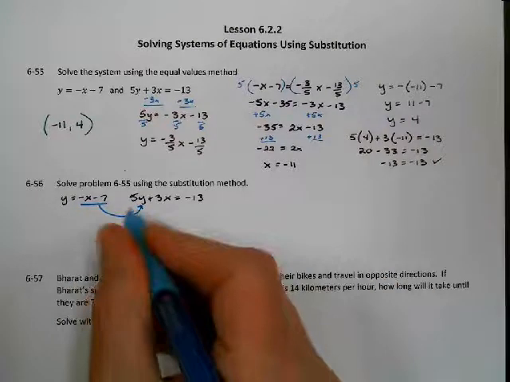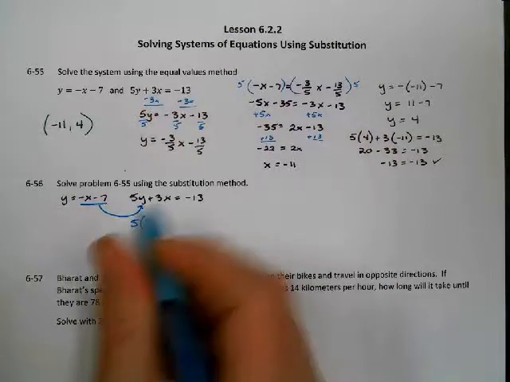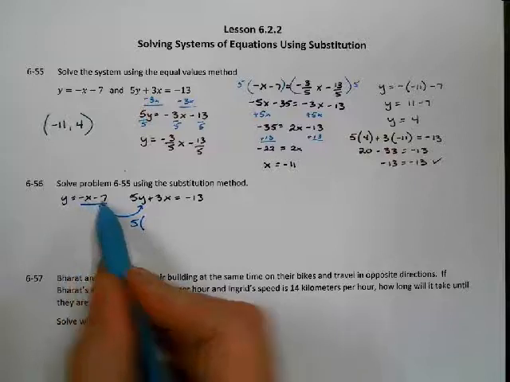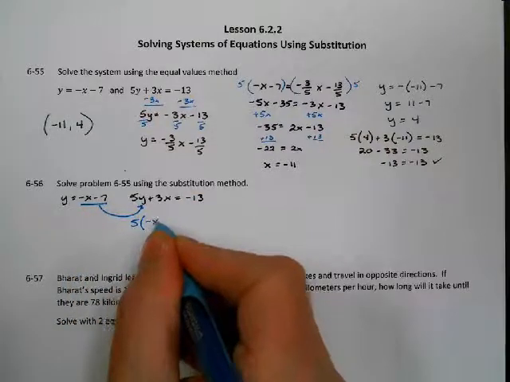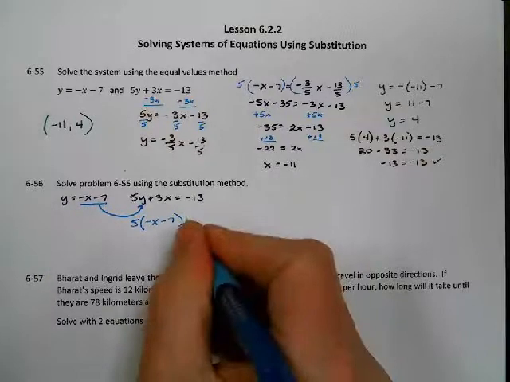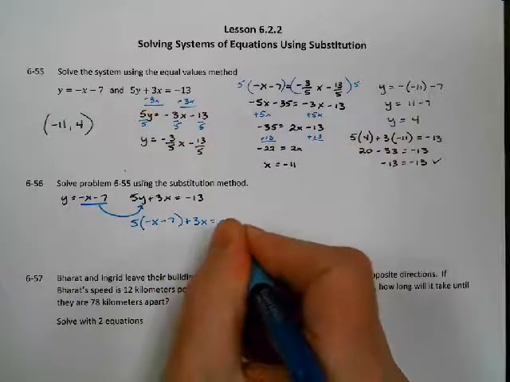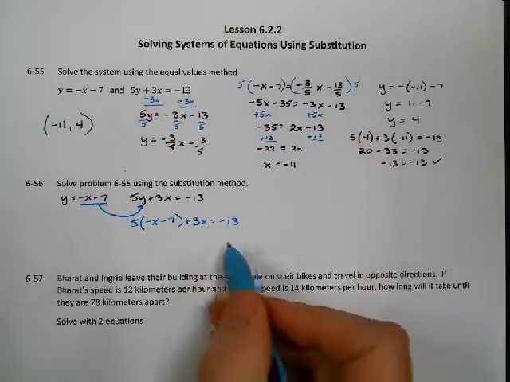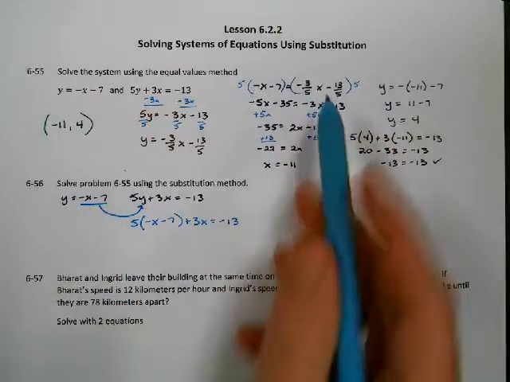So that would give me 5. Instead of y, I plug in negative x minus 7, because that's what y is equal to. And then plus 3x equals negative 13. And the reason why we would do it like this is because now we're not going to get into those fractions that we had to mess with.